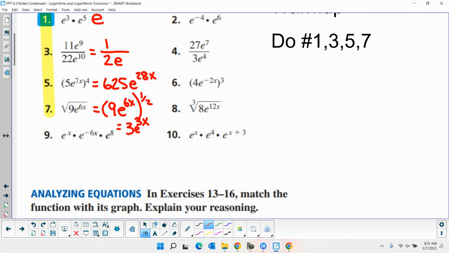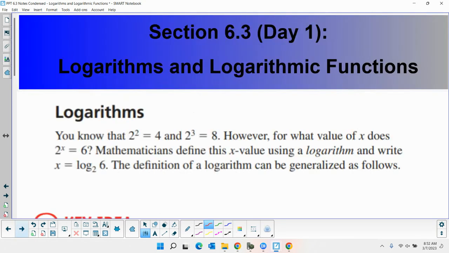Okay. Today, we're going to talk about logs, logarithms. All right? So you guys know that 2 squared is 4 and 2 cubed is 8. However, for what values of x does 2 to the x equal 6? So we're going to learn how to solve that type of equation when we start talking about these logs. Mathematicians define this x value using a logarithm and write x equals log base 2 of 6.